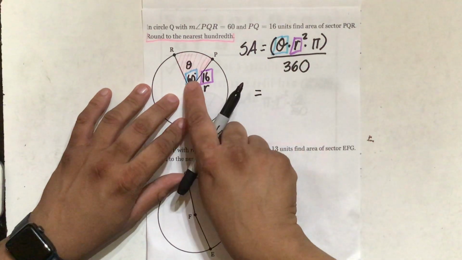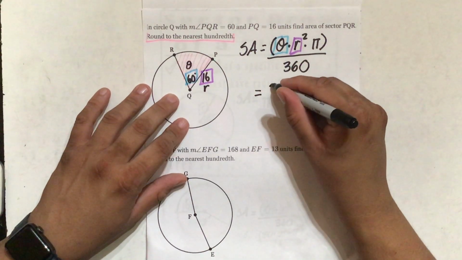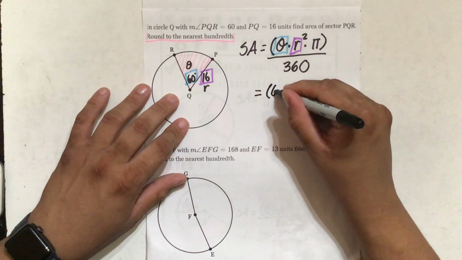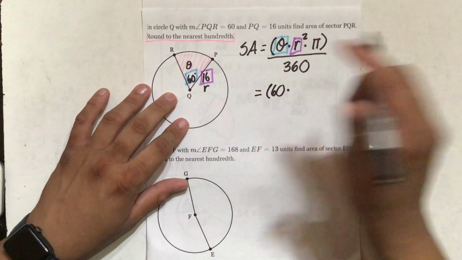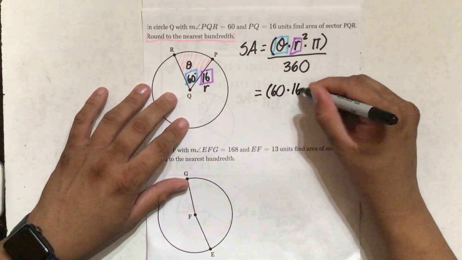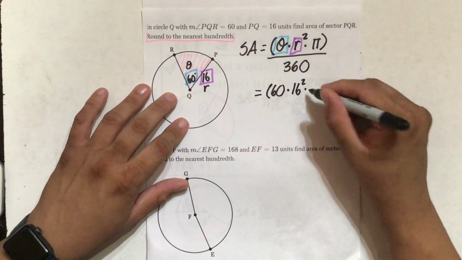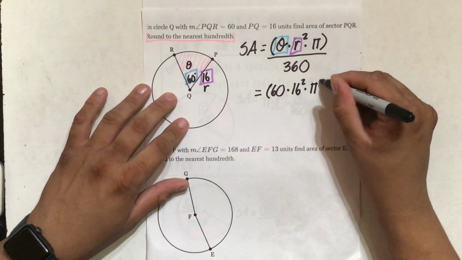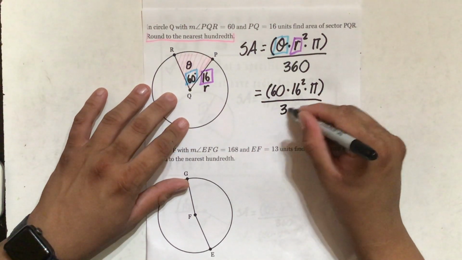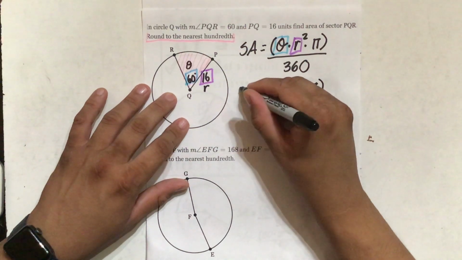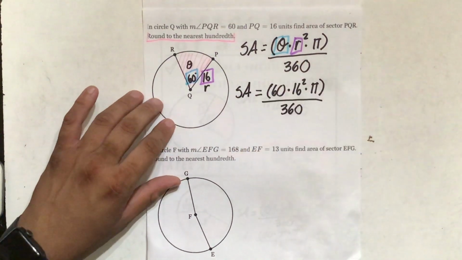So my theta, how much is my theta? My theta is 60. So (60 times my r, my radius is 16, 16 squared times pi), the whole thing divided by 360. And this is my surface area.